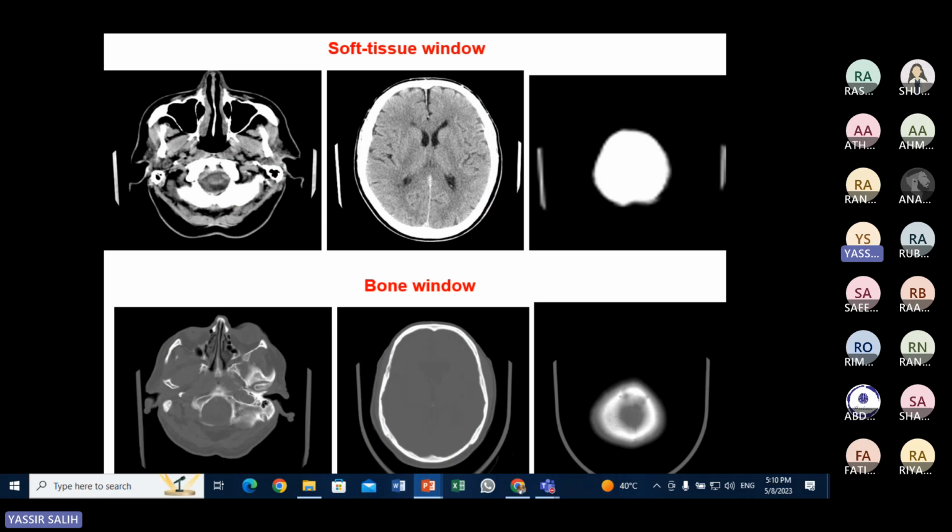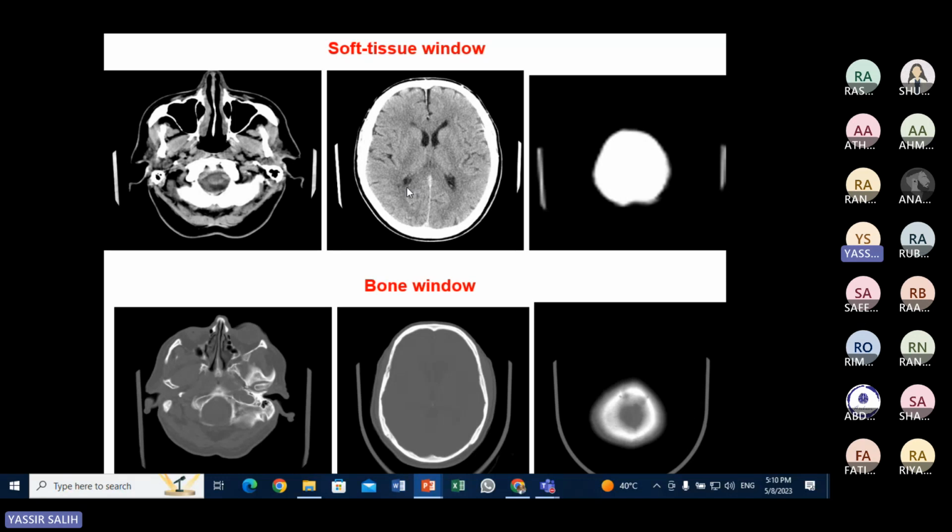Concerning the technique of CT, the CT consists of multiple axial sections from the base of the skull up to the vertex, and we have two windows. The first one is called the soft tissue window, like this, in which we can see the details of the brain parenchyma. And the bottom ones are the bone window, in which you can see the details of the bone, but not the soft tissue. So this is the bone window, and this is the soft tissue window.